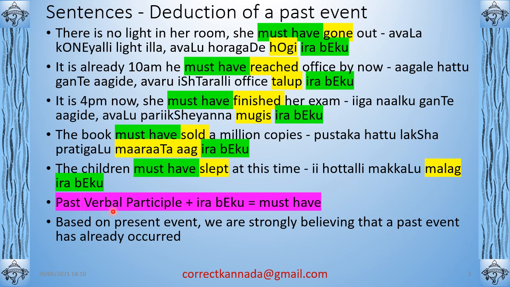You can use Samaya also. So past verbal participle plus irabeku gives you "must have". Based on a present observation, we are strongly believing that a past event has already occurred. That is the concept of this "must have", which is used very often in spoken Kannada. So you just remember the irabeku. Now in the next slide, I will talk about the past verbal participle, what it is and how it is used.